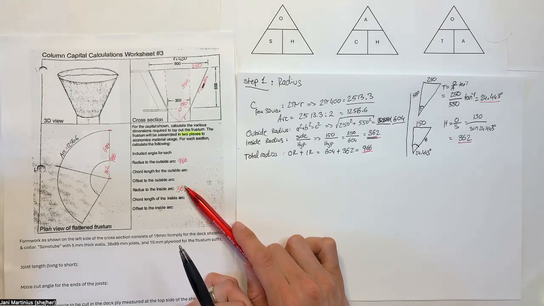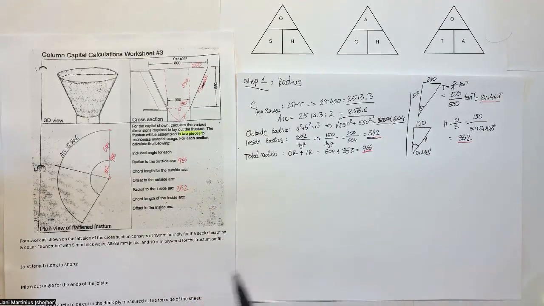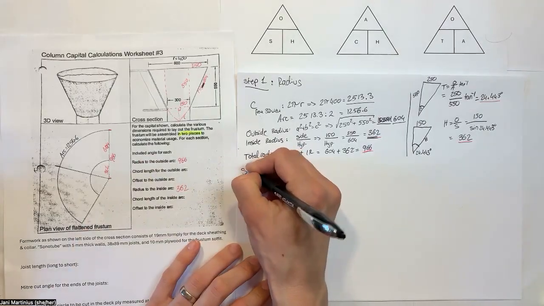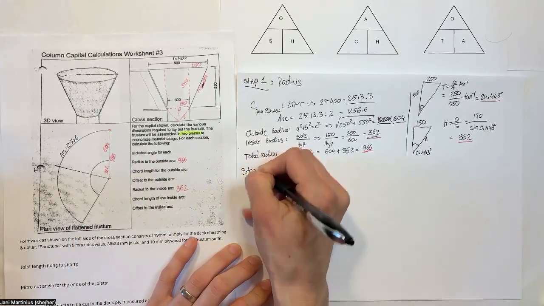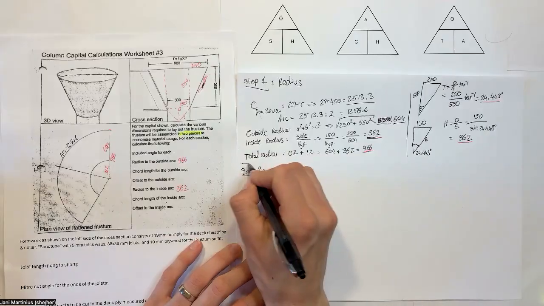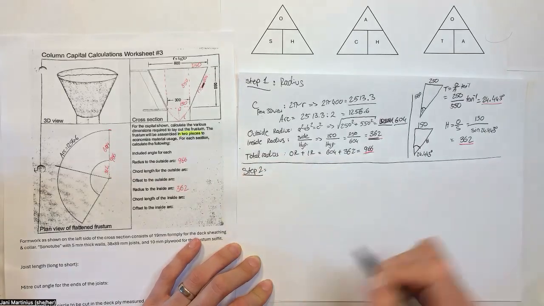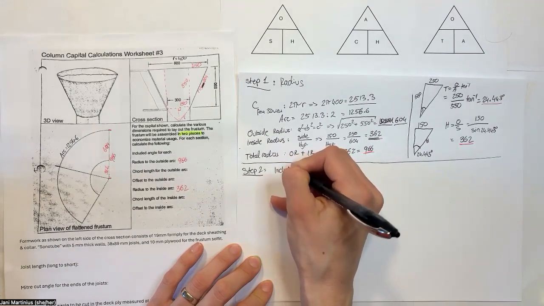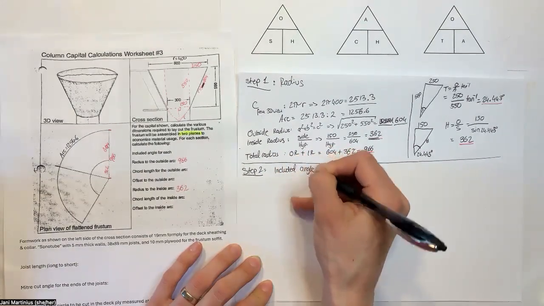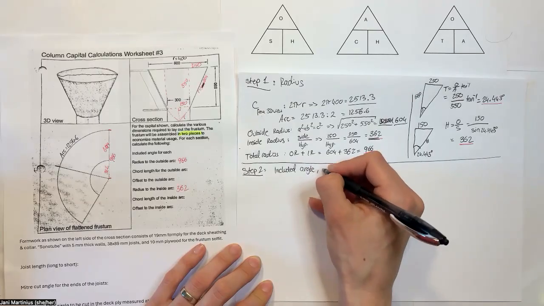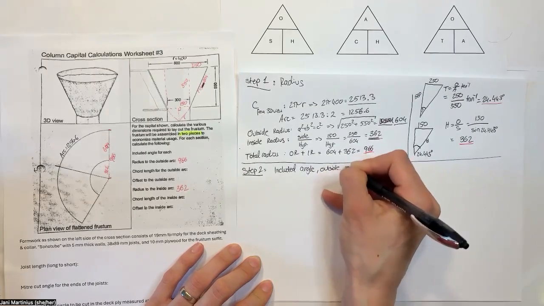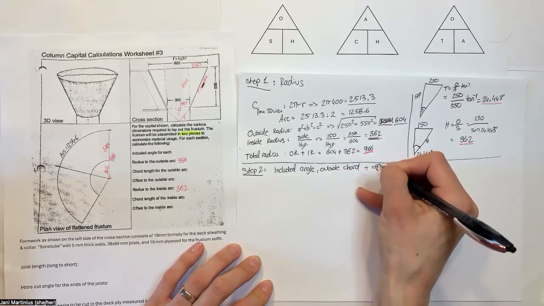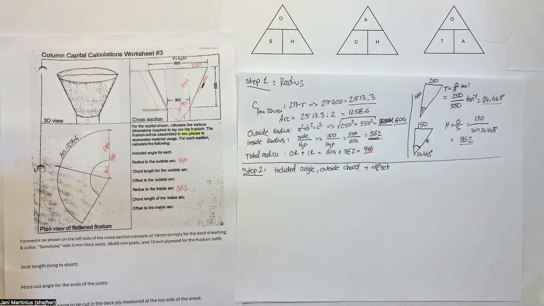Okay, so we've come to our total radius and our inside radius. We've popped those in. Now, step number 2, we actually want to find the included angle. And we can find several things in this step. We're going to find the included angle. We're going to find the outside chord. And we want to find the offset. We're going to check mark a bunch of things off of this list.